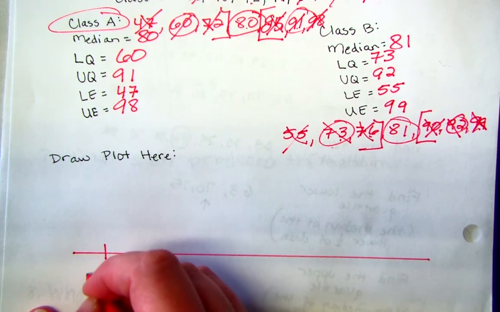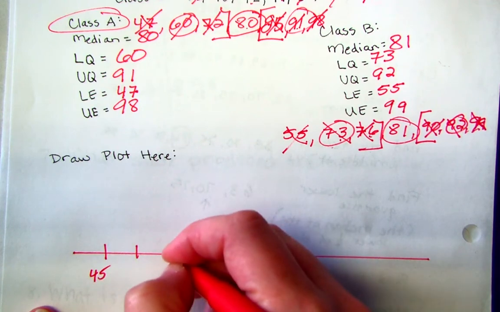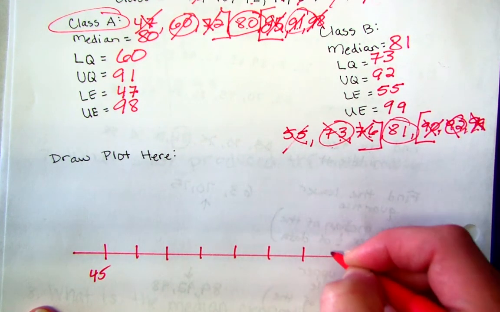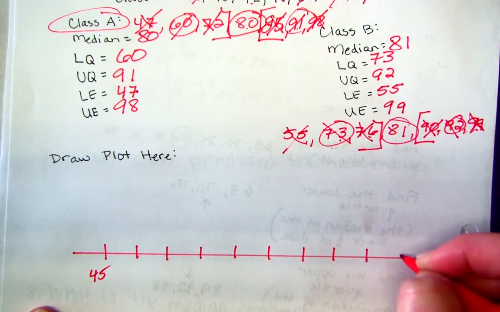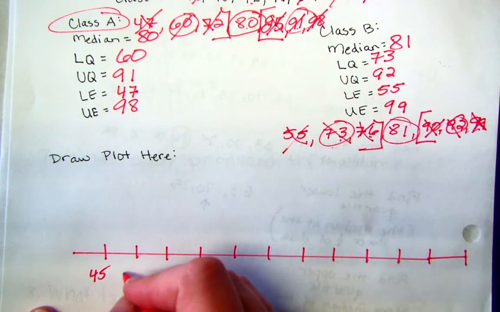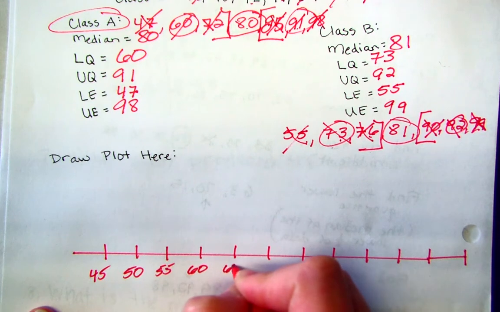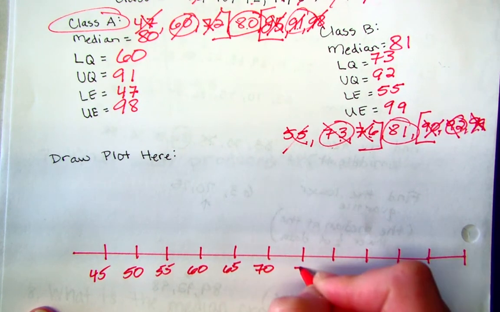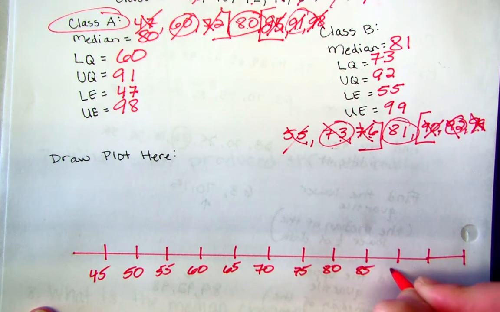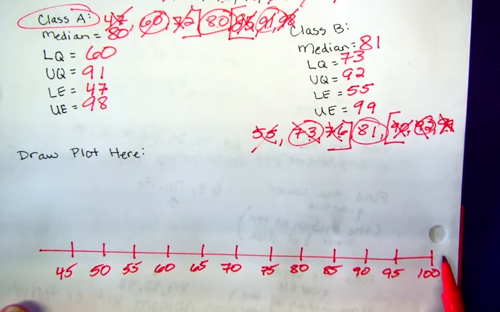And I'll start with 45. So I have 45, 50, 55, 60, 65, 70, 75, 80, 85, 90, 95, 100. So that's going to take care of all my data points.